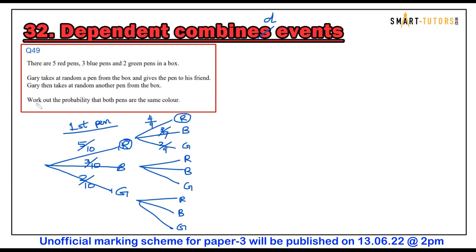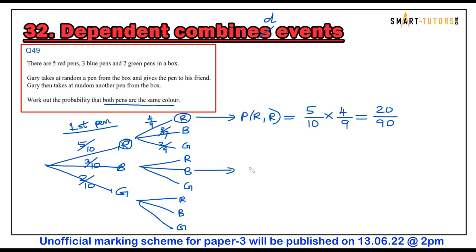Now if you read the question, find out the probability both pens are the same color. Both pens are the same color means the probability of R, R could be an answer. R, R is 5 over 10 times 4 over 9. It is 20 over 90. And blue comma blue, so the probability of blue, blue is going to be 3 over 10 times 2 over 9, and it's going to be 6 over 90.